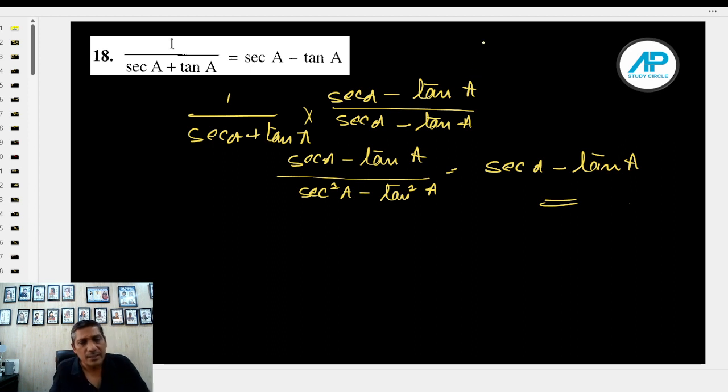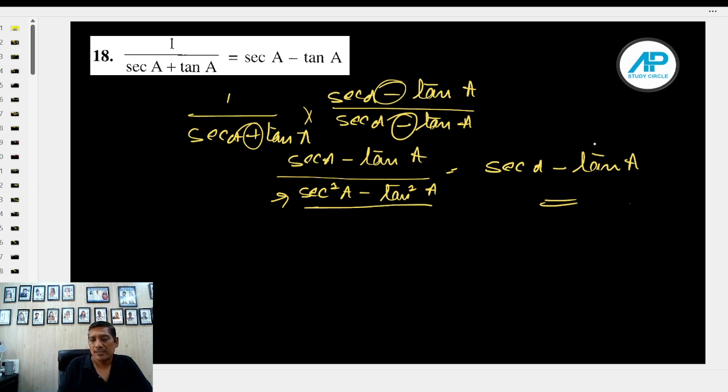I don't say rationalizing also. You have to multiply and divide by the conjugate of the denominator, where the sign is being changed. That gives you sec a minus tan a upon sec a minus tan a, sec a minus tan a upon sec square minus tan square. That would give you the identity in the denominator, that is 1, and you got sec a minus tan a as the answer. I hope the question is clear to you.